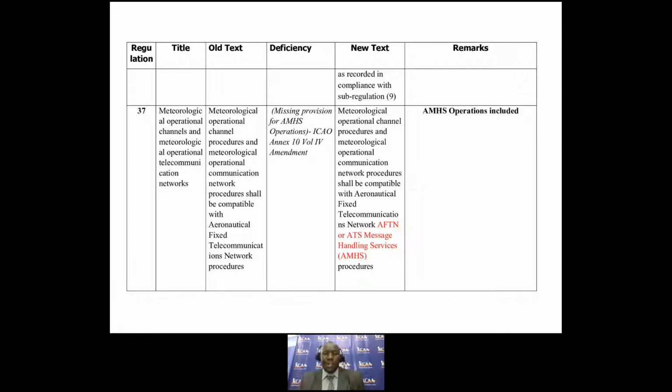Then regulation 37, on operations of MET in relation to FTN and MHS. Following the introduction of ATS message handling services systems, that is MHS, to replace the FTN, there was an amendment to incorporate the MHS systems when it comes to operating with the meteorological service channels. So under regulation 37, the introduction of MHS operations has been included. This provides now for FTN operations and also for MHS operations.